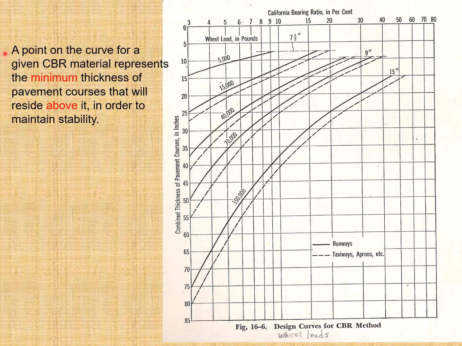Well, the philosophy of the CBR method is that a point on the curve for a given CBR material represents the minimum thickness of pavement courses that will reside above it in order to maintain stability. So you can see that these are the design curves for the CBR method, and in this example we are considering the taxiway and the 40,000 pound wheel load, so it means this curve is to be considered, this one.